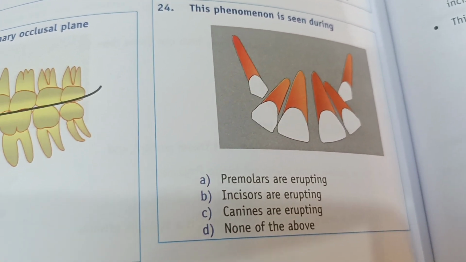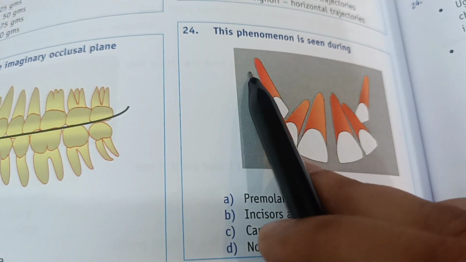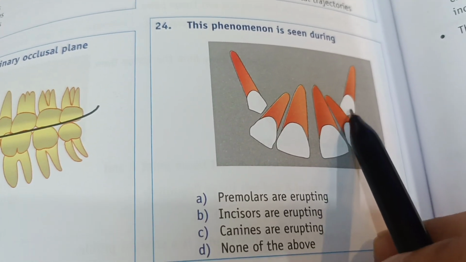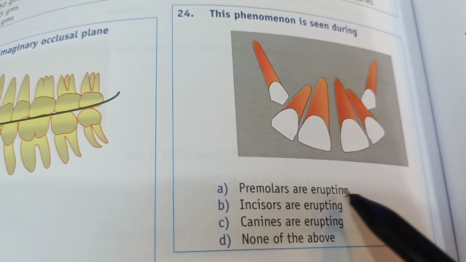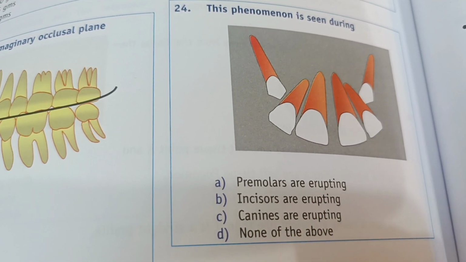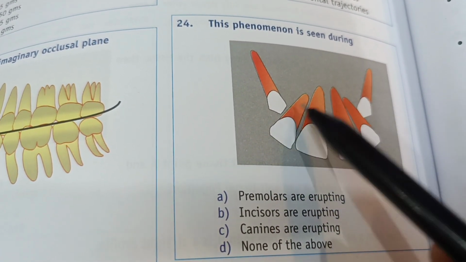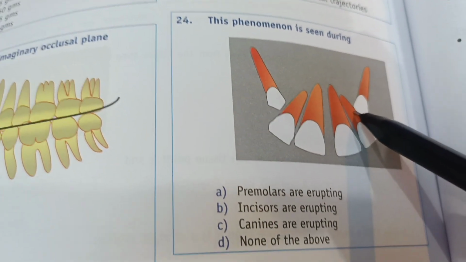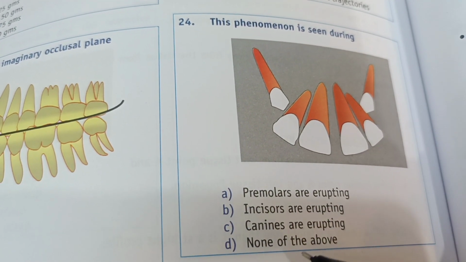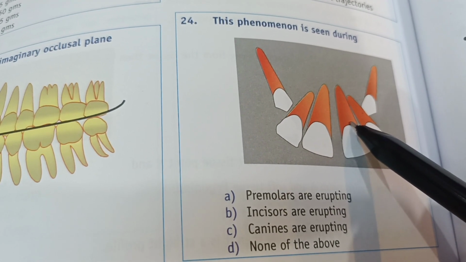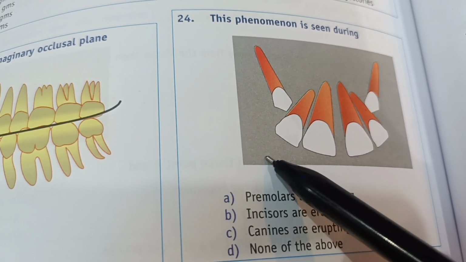This phenomenon is seen during, you can easily see, the ugly duckling stage. If you remember the ugly duckling stage, you can easily solve this question. The options are: premolars are erupting, incisors are erupting, canines are erupting, and none of the above. You can see the central incisors and the pair of lateral incisors, and obviously this is the canine which is going to erupt next. So the right answer is option C, the canines are erupting. This stage we call the ugly duckling stage, and it's also called a self-correcting malocclusion.